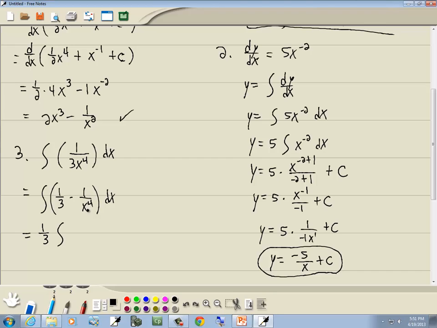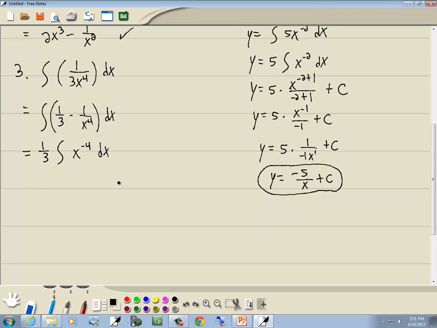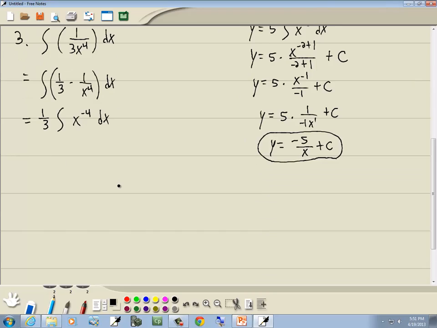And this 1 over x to the 4th, I'm going to take that x to the 4th up on top, and it becomes x to the negative 4 dx. And we got it to look like our formula. Again, we were trying to get x to a power. So our formula says we're going to add 1 to our power. So this becomes negative 4 plus 1, and we'll divide by our new power. So negative 4 plus 1, and then we have to put our plus c on.